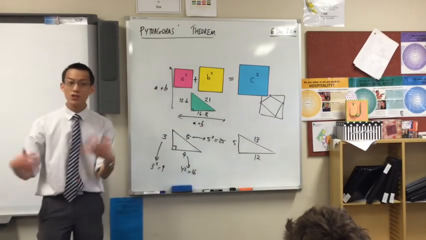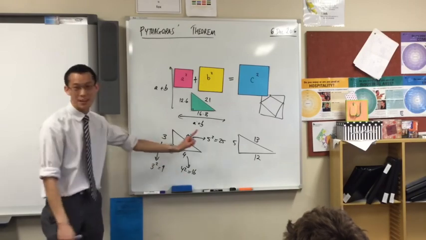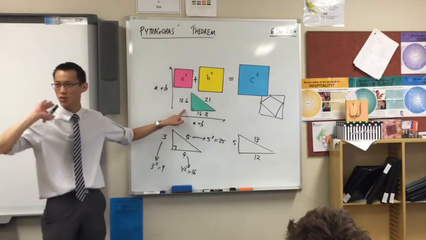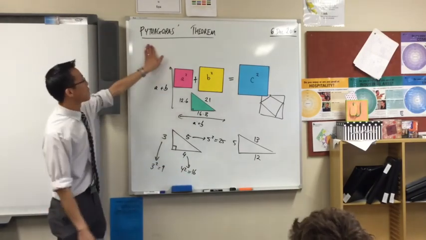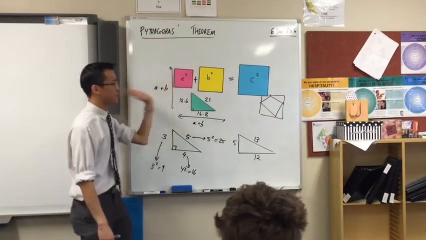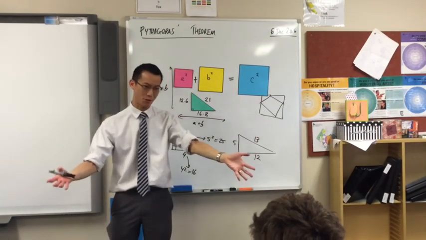Okay? And you can do this with any triangle you like. They don't have to be nice, neat numbers. They can be weird decimal numbers or fractions or anything. Pythagoras' theorem tells us this is always true no matter what right-angled triangle you have.